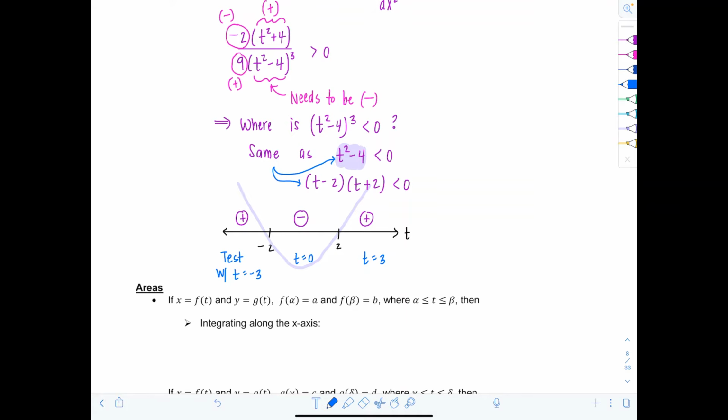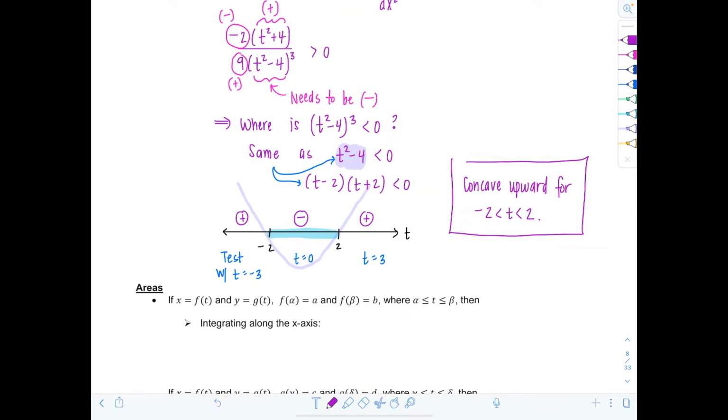Bottom line, I know that this expression is going to be negative on this interval here from negative 2 to 2. So that means t squared minus 4 is negative there. And as a result, the second derivative will be positive there. So I can finally give my answer and say the curve is concave upward for t between negative 2 and 2. Okay, very good. Now let's move on.